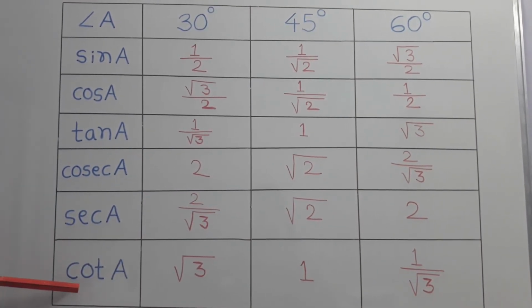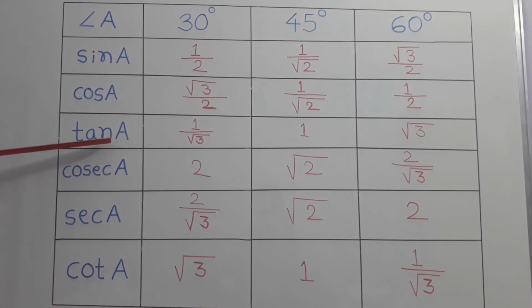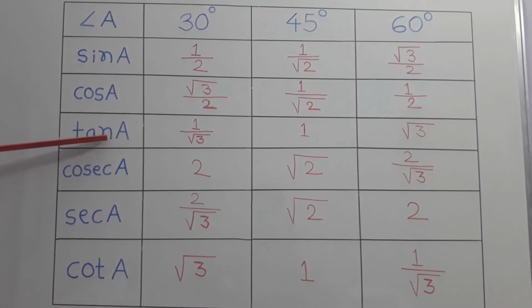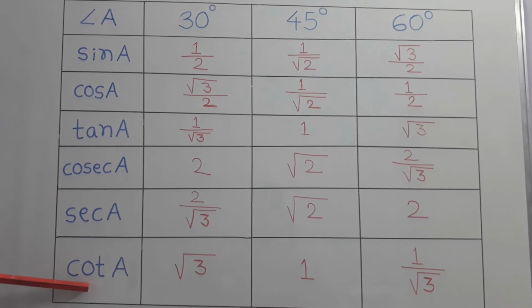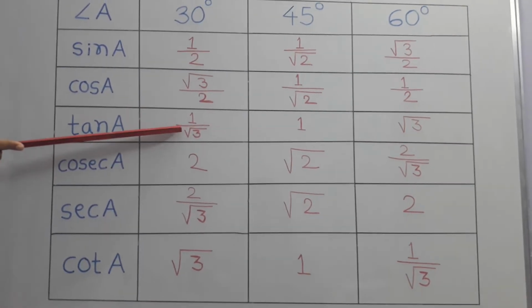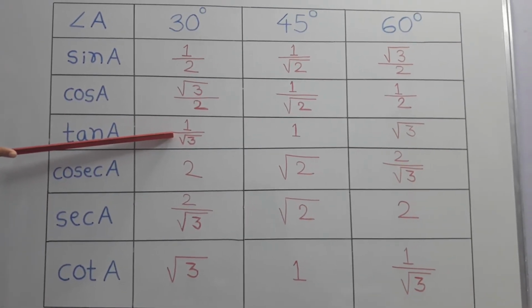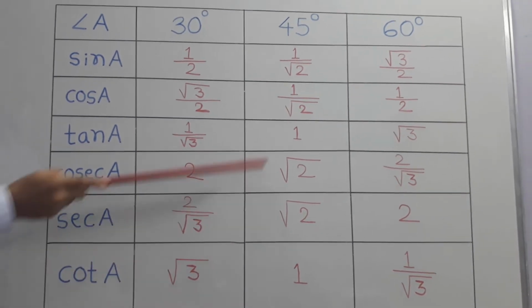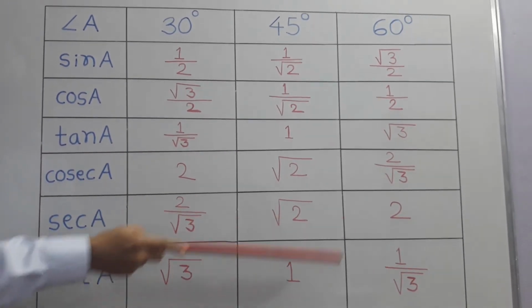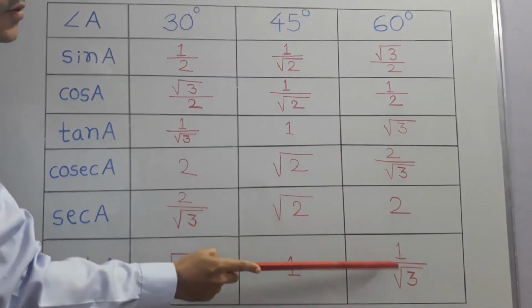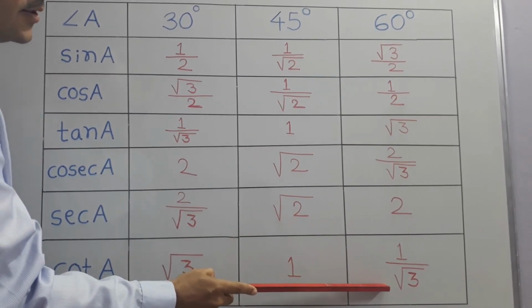And we know the relation, that is cot A is equal to 1 upon tan A, or the reciprocal of tan A is nothing but cot A. So the reciprocal of 1 upon root 3 is root 3. The reciprocal of 1 is 1 only. The reciprocal of root 3 is 1 upon root 3.